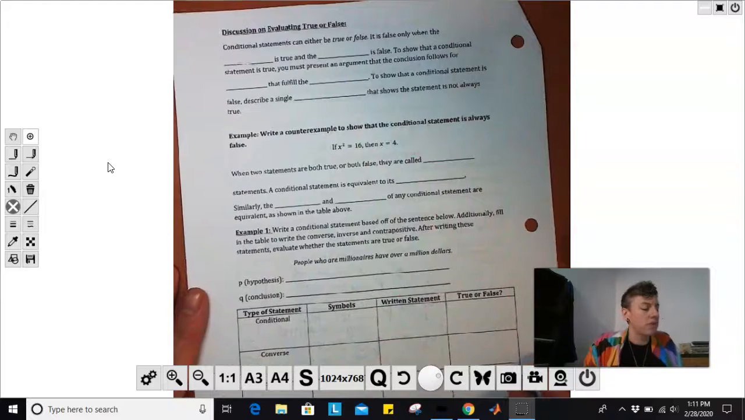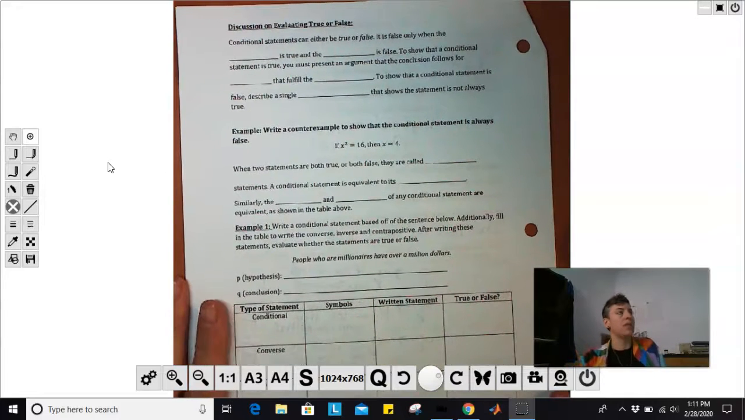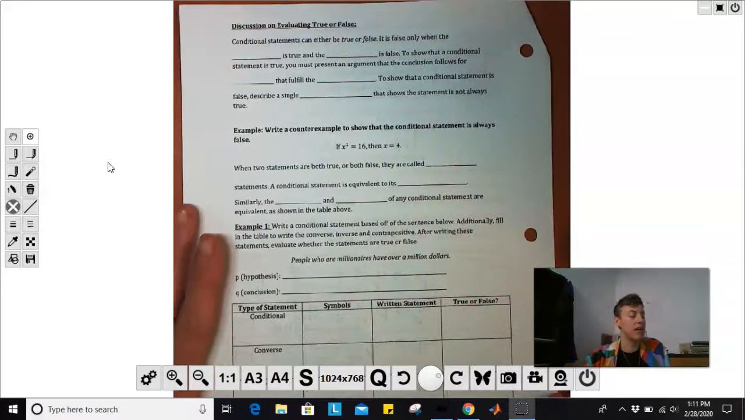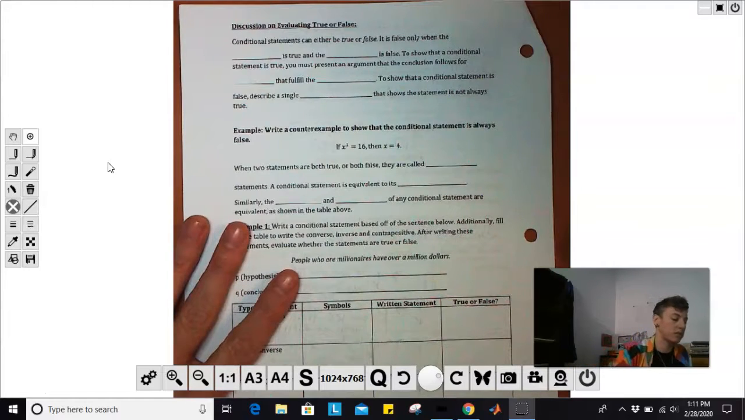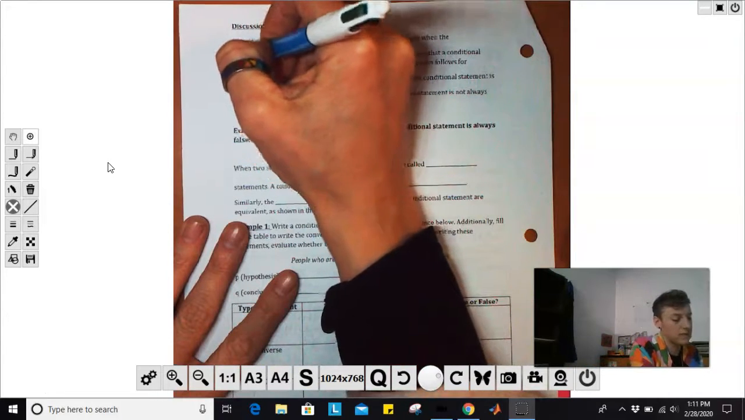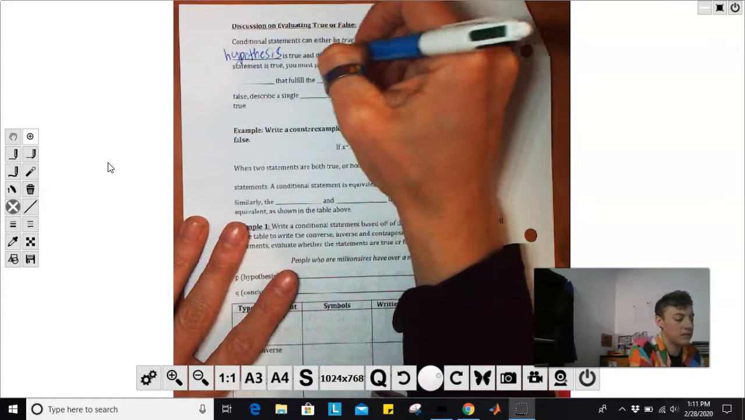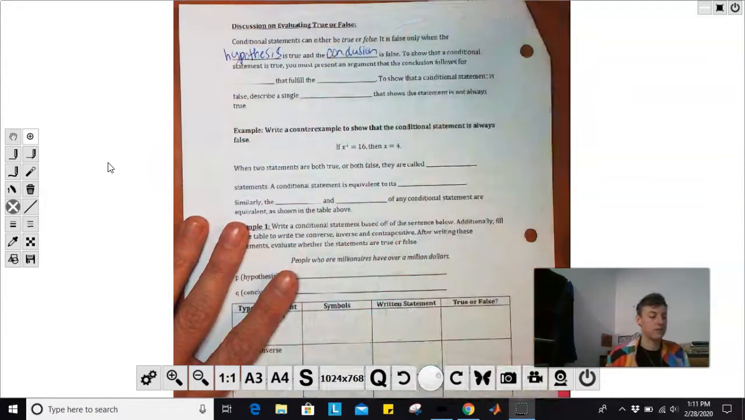So speaking of true and false, conditional statements can either be true or they can be false. A statement is only false when the hypothesis is true and the conclusion is false.